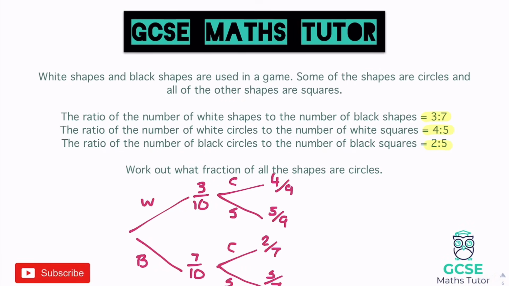So going along then, we're looking at what fraction of all the shapes are circles. Okay, so we're looking at the circles. So there are two options. We can have white circles and we can have black circles. So for the white circles, we'll look at first, we go up the white route, which is 3/10, and the circles, which is 4/9. And if we multiply those together, 3/10 times 4/9, that gives us 12/90. So there we go, that's what fraction of the shapes are white circles.